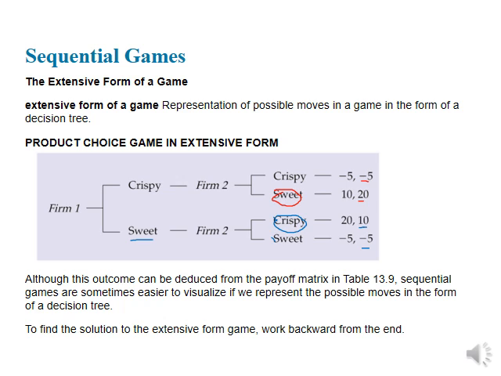Firm 1 is forward-looking and knows this. So firm 1 knows that if they produce crispy, firm 2 will produce sweet, and firm 1 will get $10. Firm 1 also knows that if they produce sweet, firm 2 will produce crispy, and firm 1 will get $20. So looking at a choice between $20 and $10, firm 1 prefers to produce sweet and make $20. Firm 2 prefers to produce crispy in response to that and make $10.